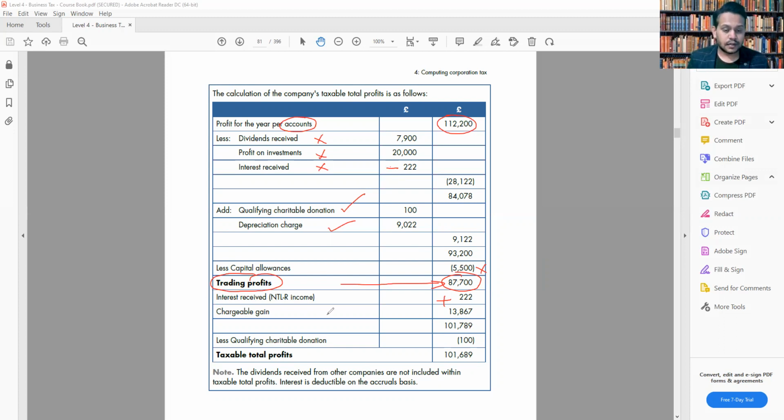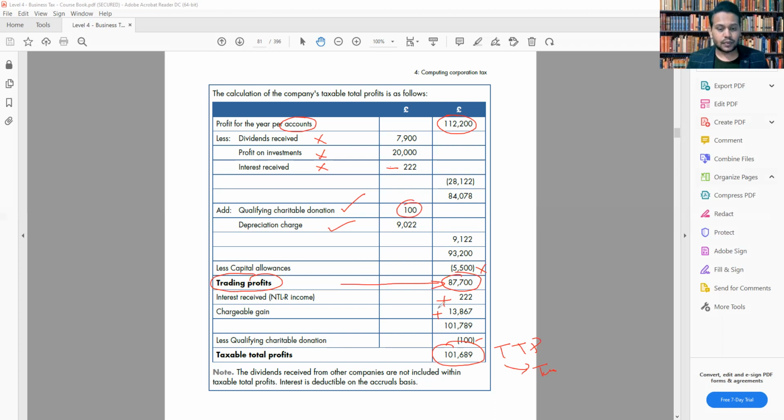Now chargeable gain, if I make any chargeable gain, I have to add it. And after that, I less: is there any qualifying charitable donation, I minus it from here. Even though I added it here, I minus it here again, and that will give me the TTP, total taxable profit, and I have to pay the tax on this amount.